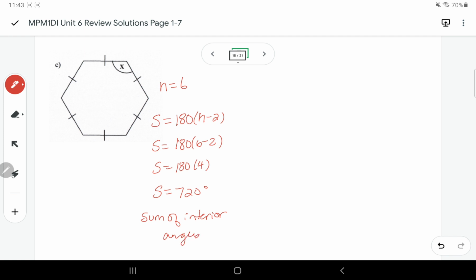And if we know that this is a regular polygon, all of those sides are the same, I know that 6x equals 720. You could write out x plus x plus x 6 times, but we don't need to. And then I can divide that by 6. So we would end up with x equals 120 degrees.